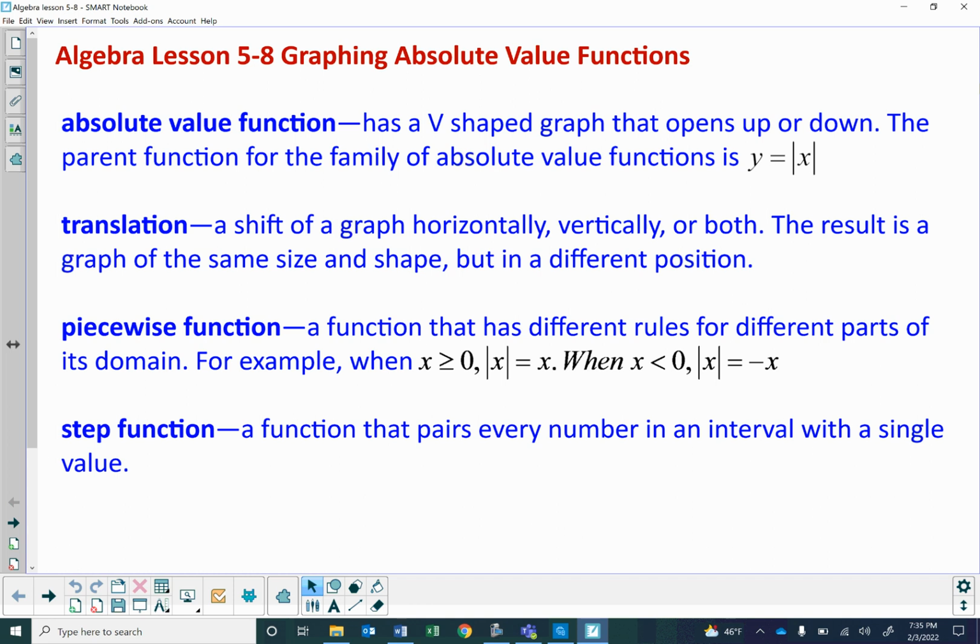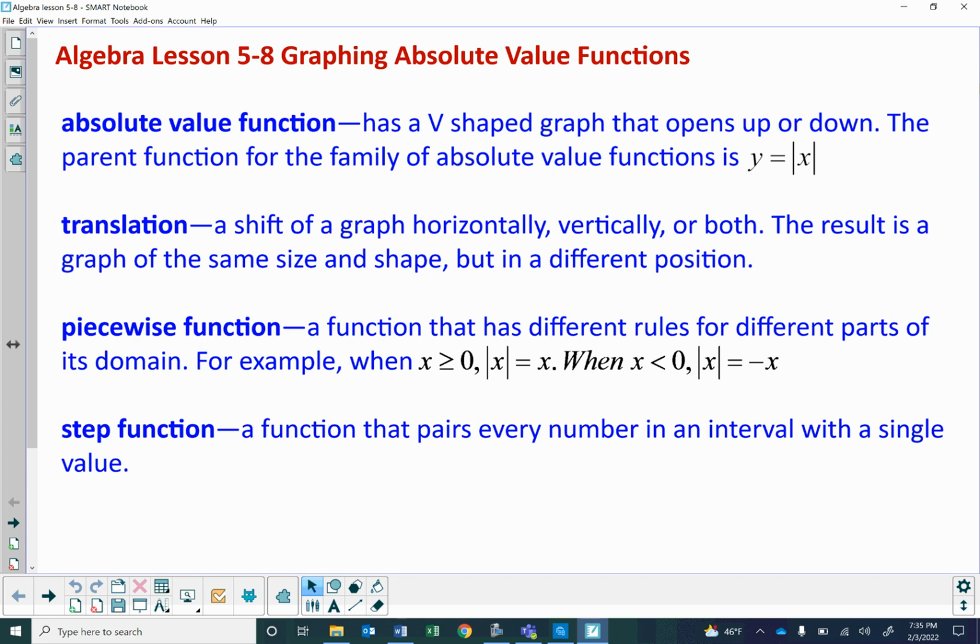There is such a thing in math called a piecewise function. That's a function that has different rules for different parts of its domain. For example, when x is greater than 0, the absolute value of x equals x. But when x is less than 0, the absolute value of x equals negative x. This seems a bit confusing for right now, but it will make a whole lot more sense when I go through an example a little bit later in the lesson.